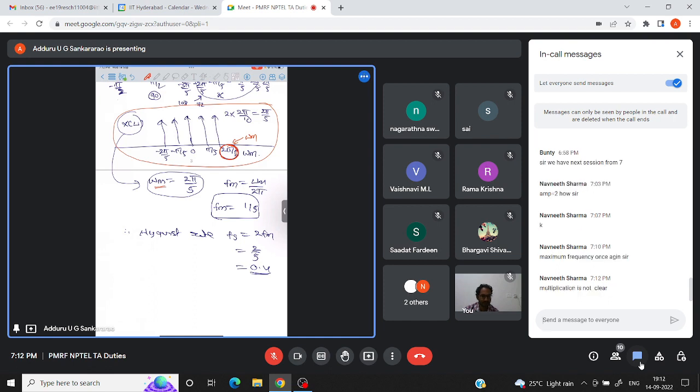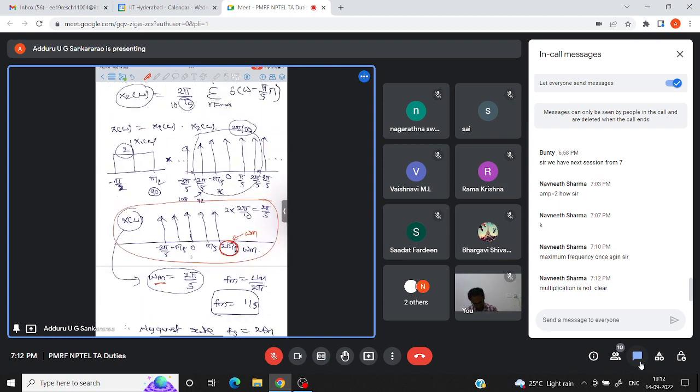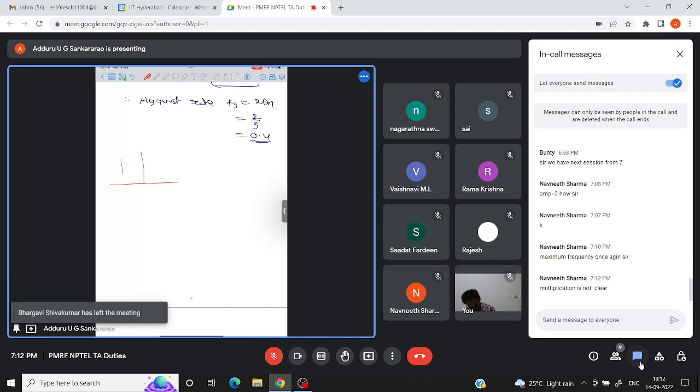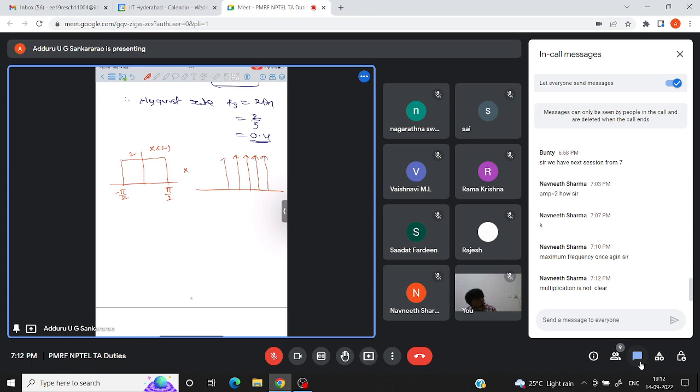Is that okay, Navneet? Okay, multiplication is not clear. See, you have this signal from minus pi by 2 to pi by 2. This is X1 of omega. And this we need to multiply with this impulse train, at pi by 5, 2 pi by 5, and so on, 3 pi by 5. We have 2 pi by 10 as the amplitude.